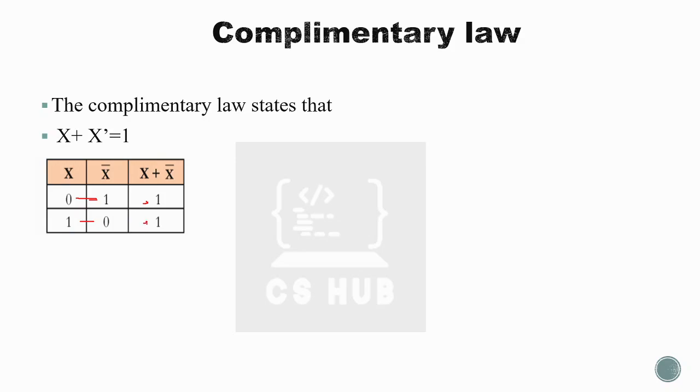So this is the case. When x and x bar are added, we will get a 1. Okay. Here x plus x bar, all values are 1. So we can take it as a 1. X plus x bar is equal to 1.